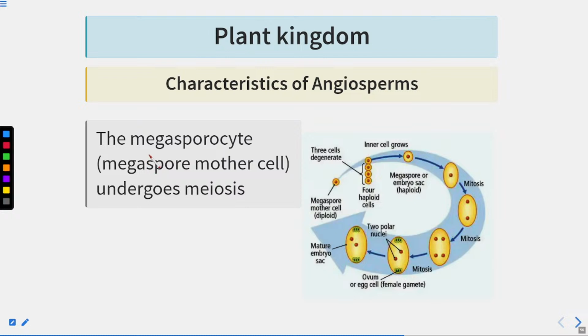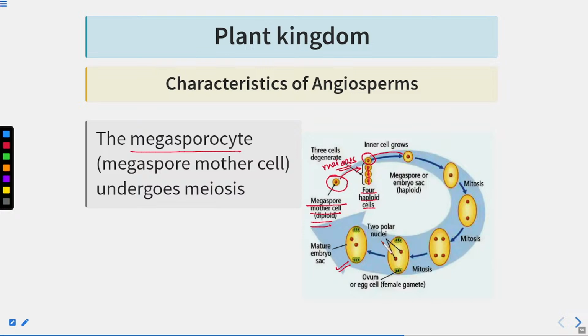So here, this is the megasporocyte, one functional megaspore mother cell that is diploid in nature and gives rise to 4 haploid cells after meiosis. That is the reduction division. Out of these, 3 degenerate and only one becomes functional, which undergoes mitosis and gives rise to the mature embryo sac.